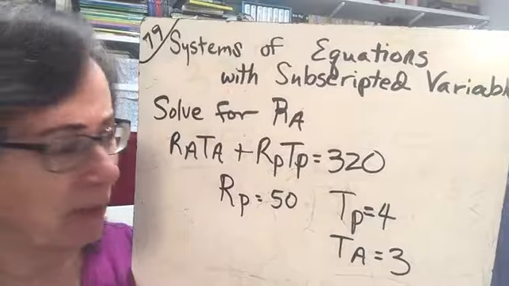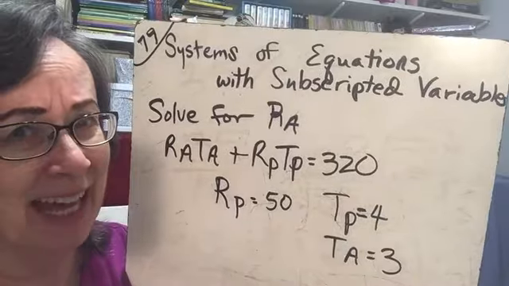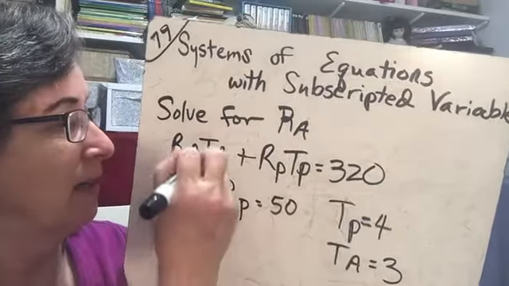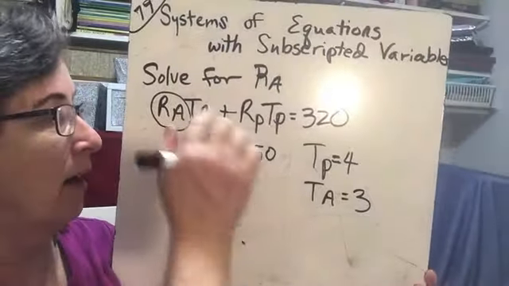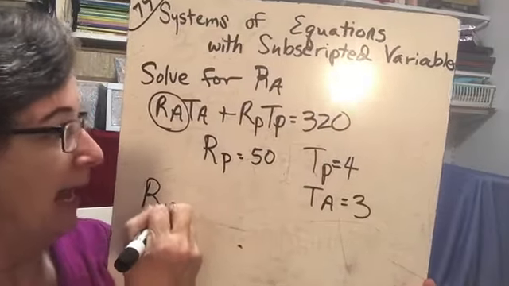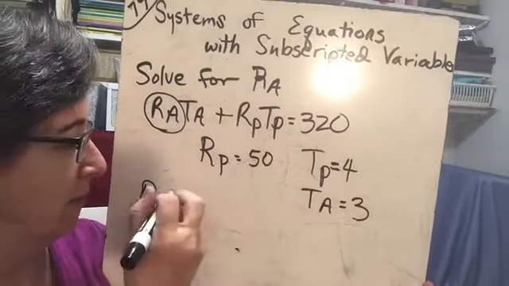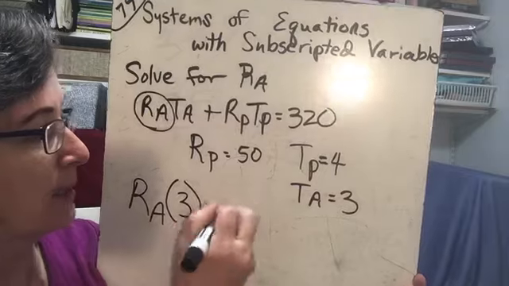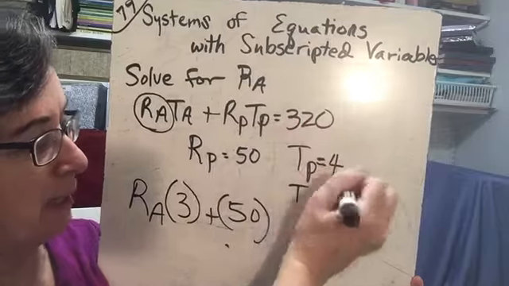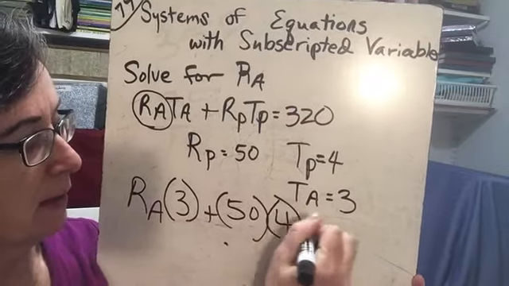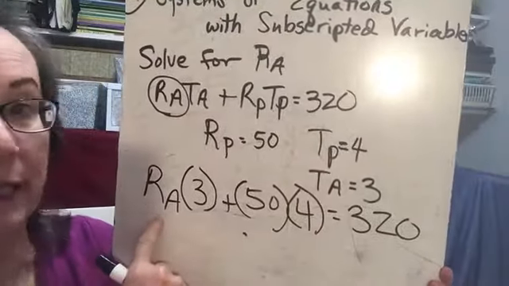And this is not difficult at all because they give us RP and they give us TP and they give us TA. They give us a lot. And all we have to do is find RA. That's pretty easy. Okay, so all we're going to do is take RA, which we're looking for, and we're going to substitute in all of the other variables they give us. So TA is 3, plus RP is 50, plus times TP is 4, is 320.